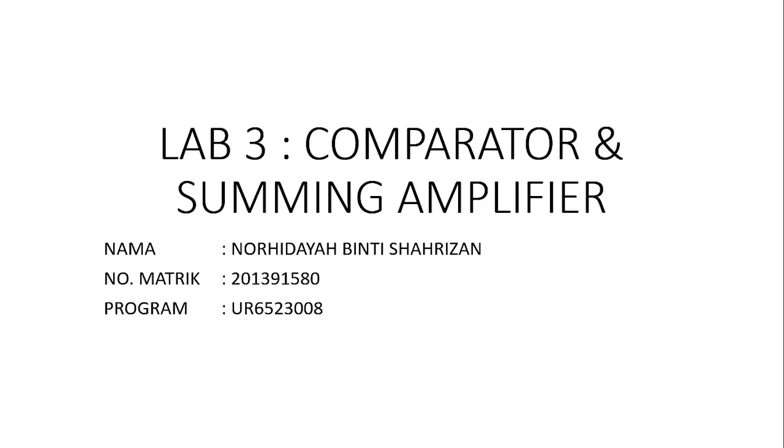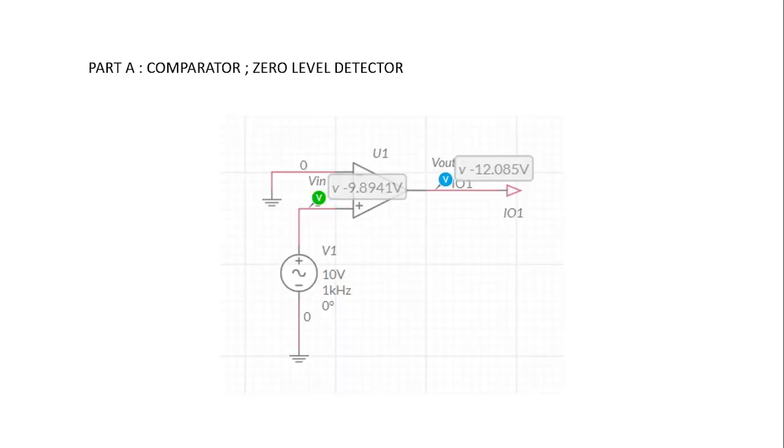2013911580. Today I would like to present my Lab 3, comparator and summing amplifier. This is part A, comparator, zero level detector. In this part we only use AC voltage. The peak voltage we use is 10 V peak and the frequency is 1 kHz.